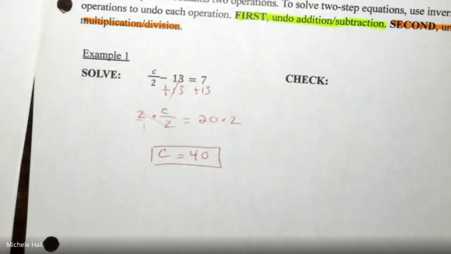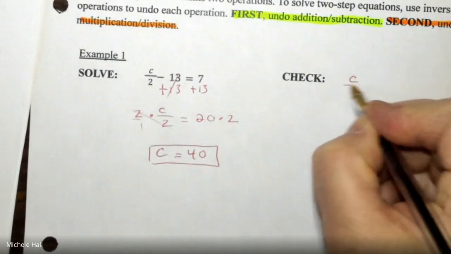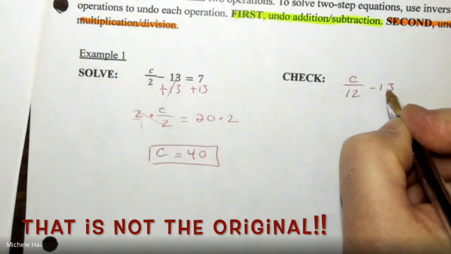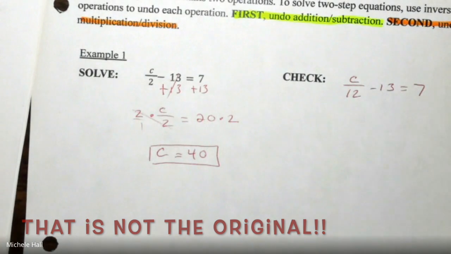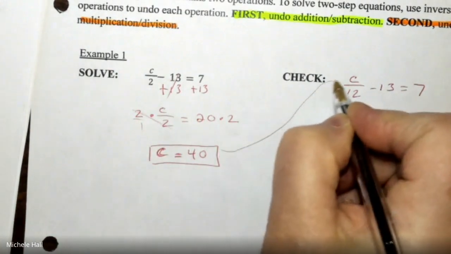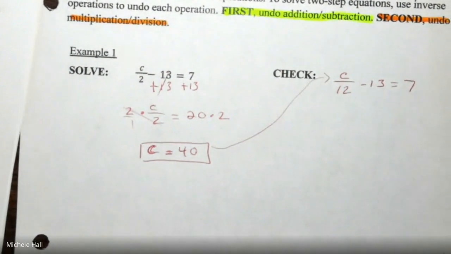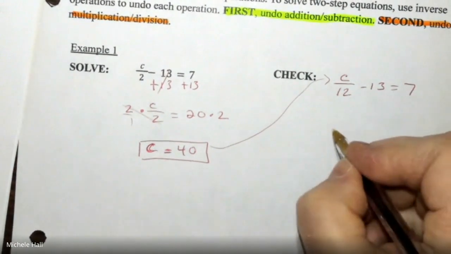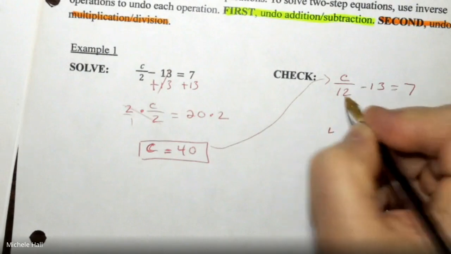All right, when we check, we write down the original. And now we're checking to see if our C value is correct. We're substituting in the C value. Substitution. So we get 40. Whoop, that's supposed to be a 2.